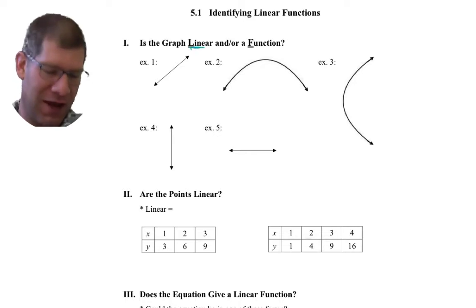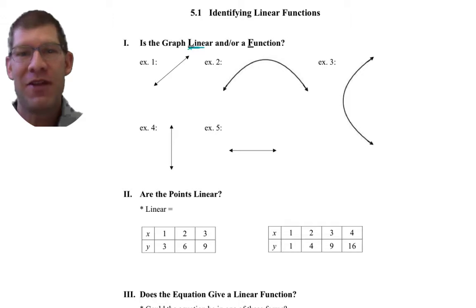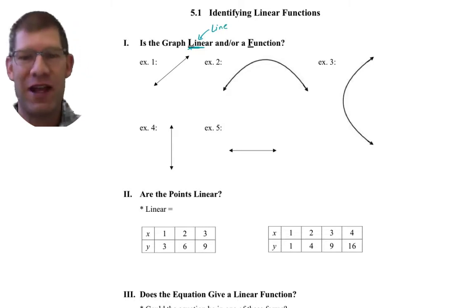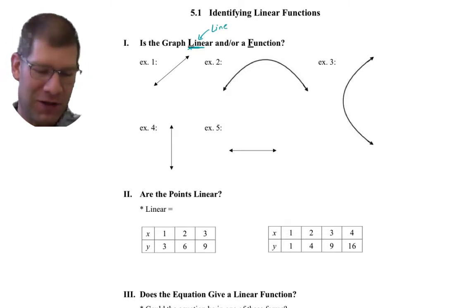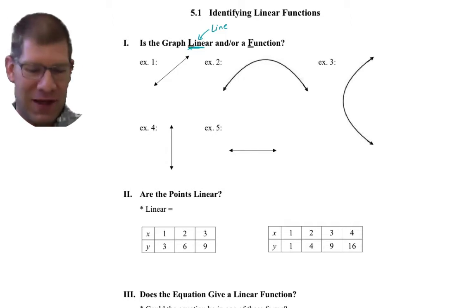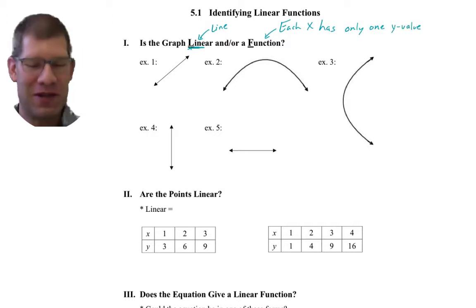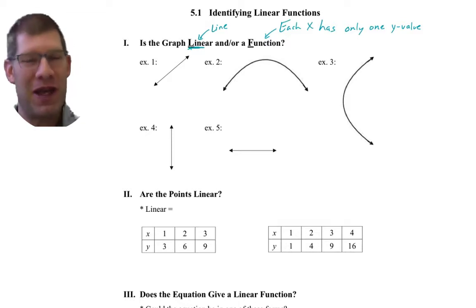We have line. So if you have something that's a linear function, the linear part means it has to be a line. So straight, never ending, that sort of thing. The function part, that's going to be something I think new, and that is that each x has only one y value. Actually, in hindsight, I think we did that in chapter 4, so maybe that's not new, but each x has only one y value.